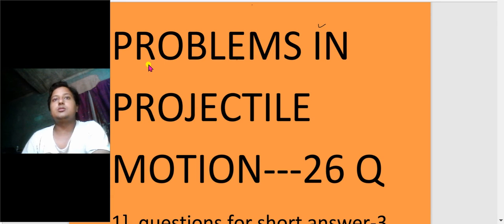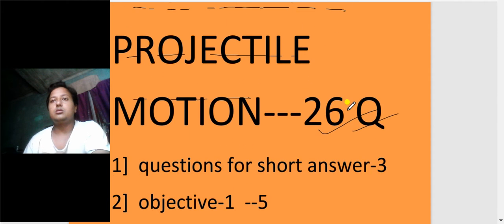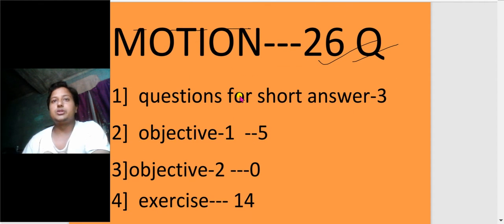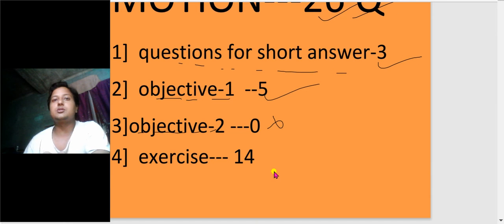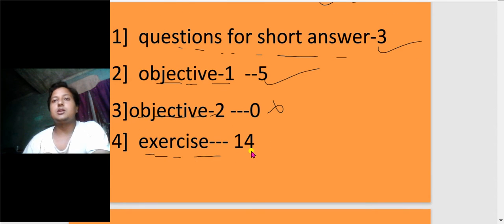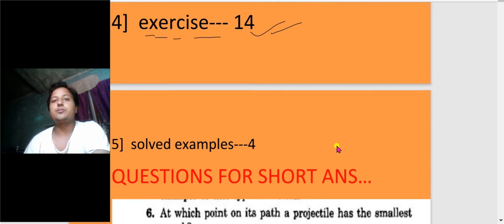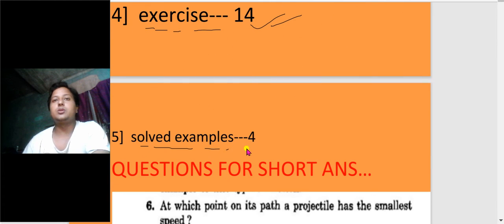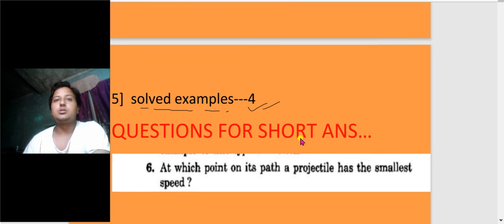Today's class will discuss problems in projectile motion. There are a total of 26 questions. Questions for short answer carry 3 questions. Objective first carries 5 questions. Objective second carries no questions. Exercise carries 14 questions, and solved examples carry 4 questions.